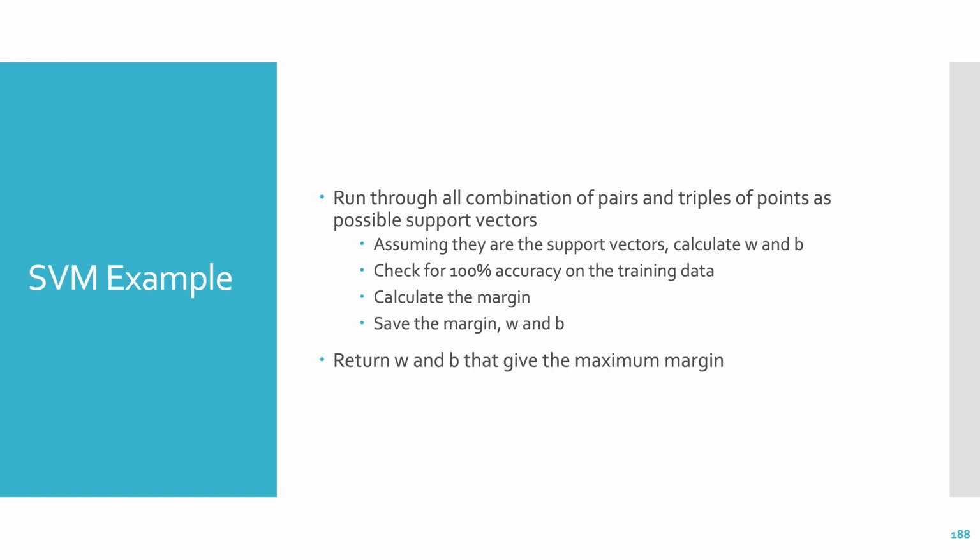So the algorithm, roughly, the guess and check SVM algorithm, it runs through all combinations of pairs and triples of points as possible support vectors. So you're just looking at all the data and you're saying, okay, I'm going to choose pairs of points, one from positive, one from negative. Maybe these are my support vectors. And then you assume they're your support vectors and calculate W and B, check for 100% accuracy on the training data, calculate the margin, and save the margin, the W and the B. And then you do it again for the next pair and the next pair. And then you do it for all the triples. And then at the end, you return the W and B that give the maximum margin. And that's it.